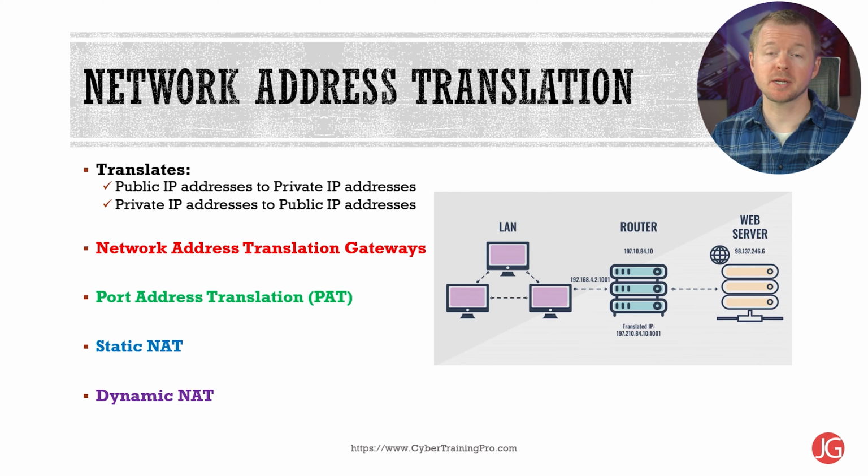PAT, or Port Address Translation, is a common form of NAT that uses ports to track where traffic should return to. NAT can either be static, which means that it uses a single public IP address and is a one-to-one mapping. This means one private IP address with a single public IP address. Or we can use dynamic NAT, which uses multiple public IP addresses in a one-to-many mapping. Essentially, dynamic NAT can load balance traffic across multiple public IP addresses.